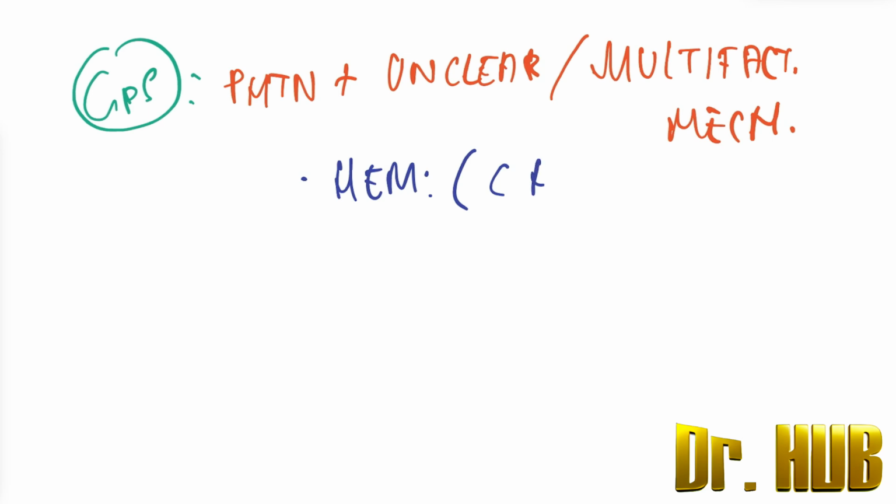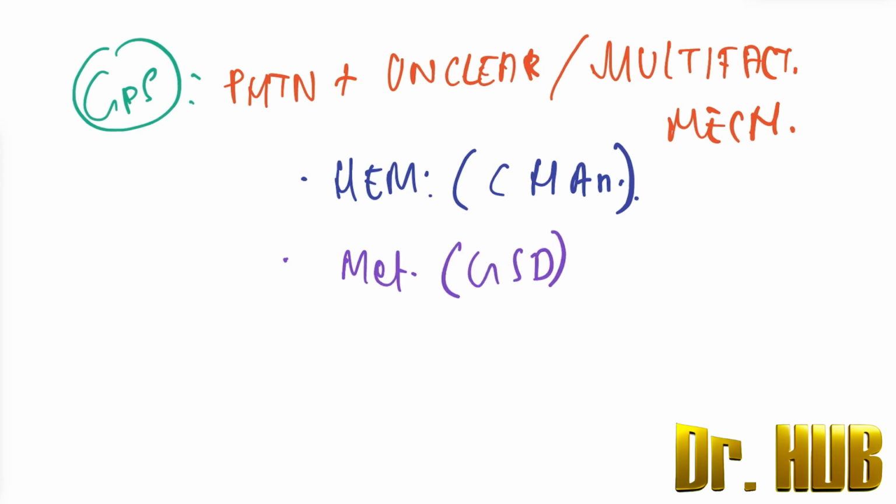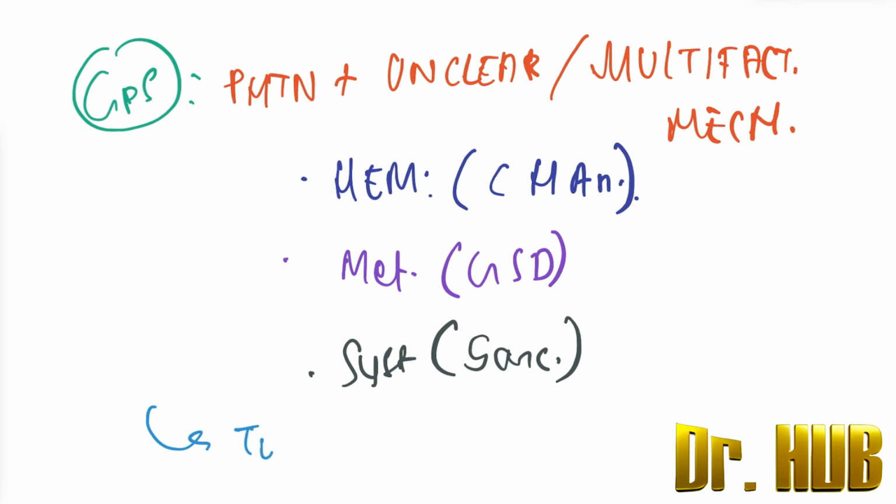That is chronic hemolytic anemias. Next are metabolic disorders, such as glycogen storage disorders. Then systemic disorders such as sarcoidosis, and other disorders such as tumor. If there is tumor obstruction, there is fibrosing mediastinitis.